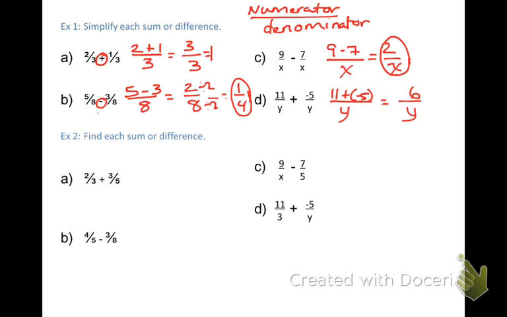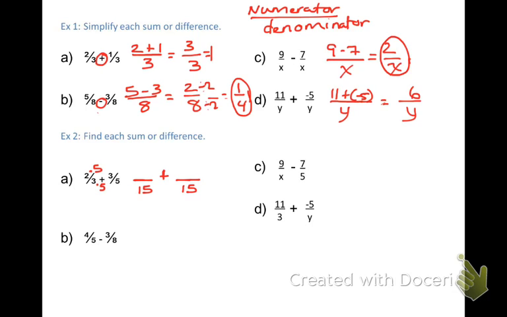Alright, this one's a little different. They're not common denominators. You have a 3 and a 5, so you need to find your least common multiple of both 3 and 5. Well, 15 works really well, so I'm going to do 15 here and 15 here. So 3 times what is 15? That's 5. So if I multiply the bottom by 5, I need to multiply the top by 5.